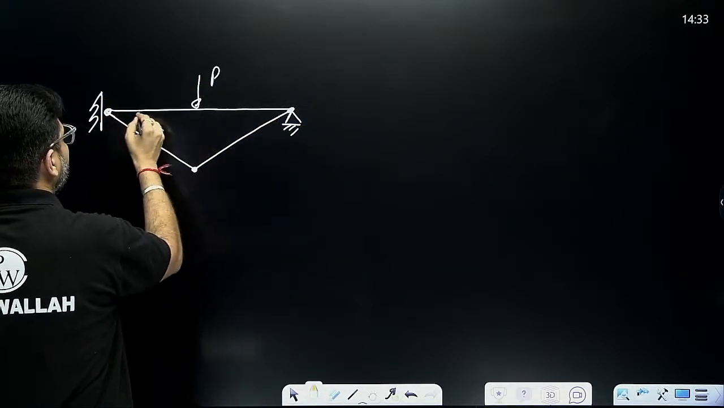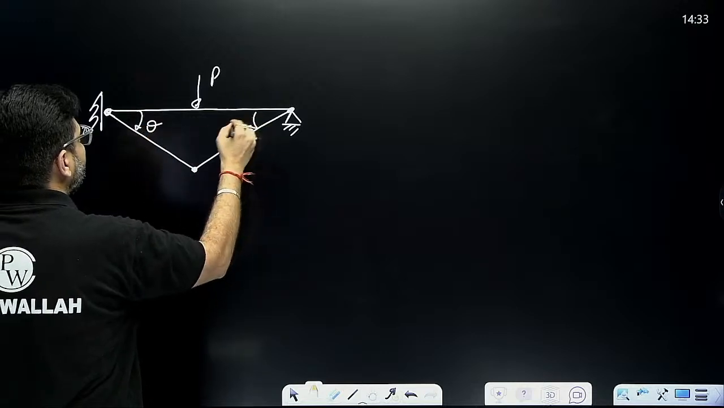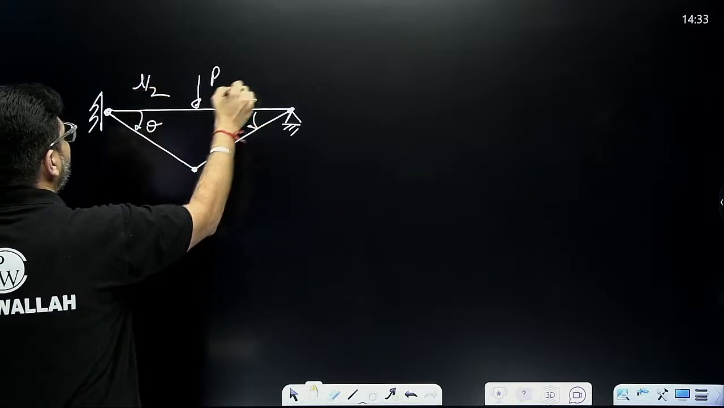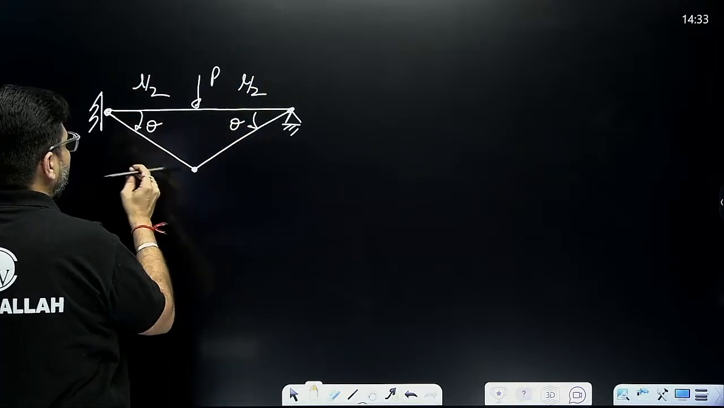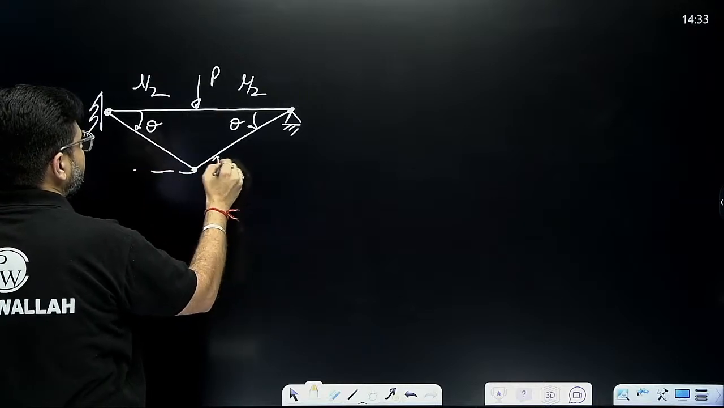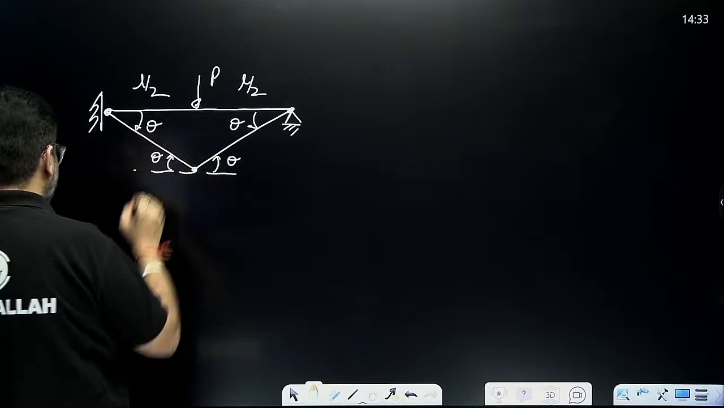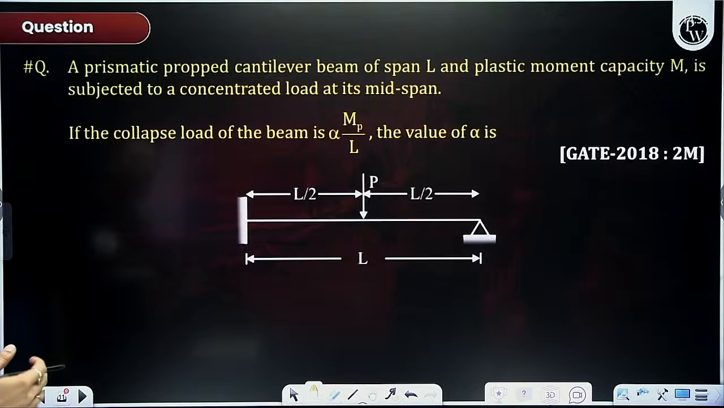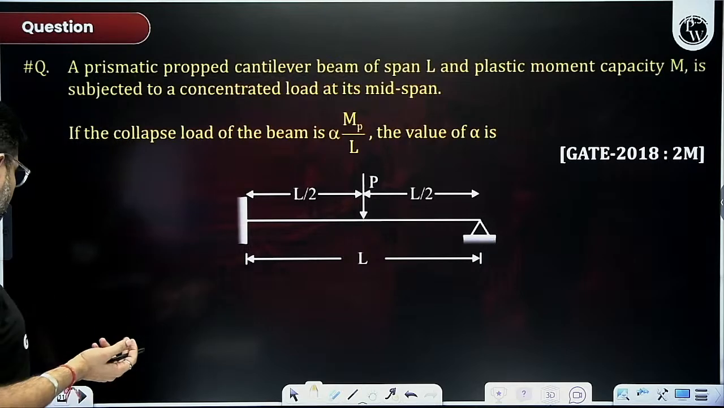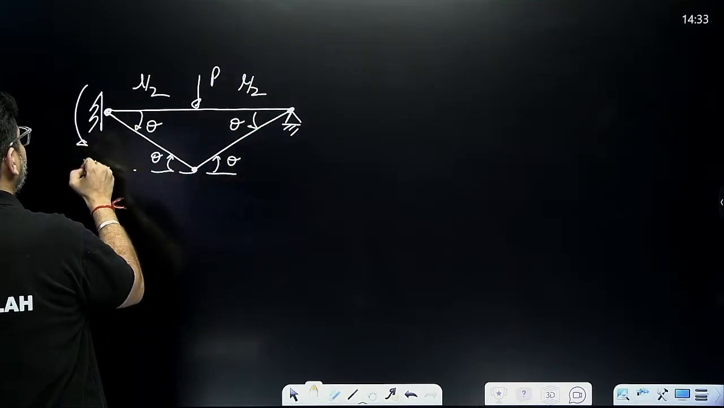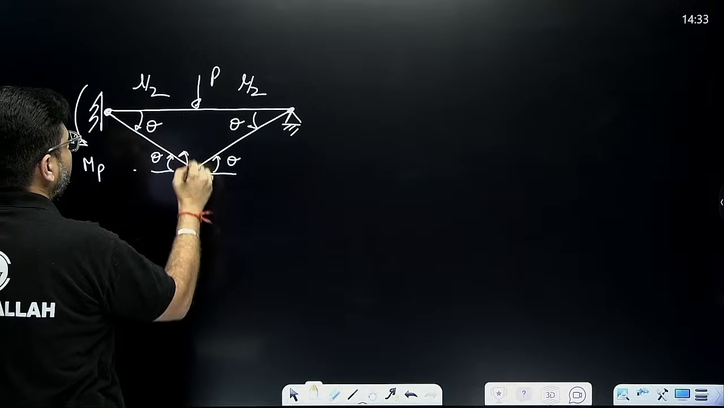This is my P. If this is theta, this will also be theta because this is L by 2 and L by 2. Got my point, my dear friend? And this is theta, theta. MP is same throughout the beam. You can see load was placed at midspan. So 1 MP would be here, 1 MP here, 1 MP here.